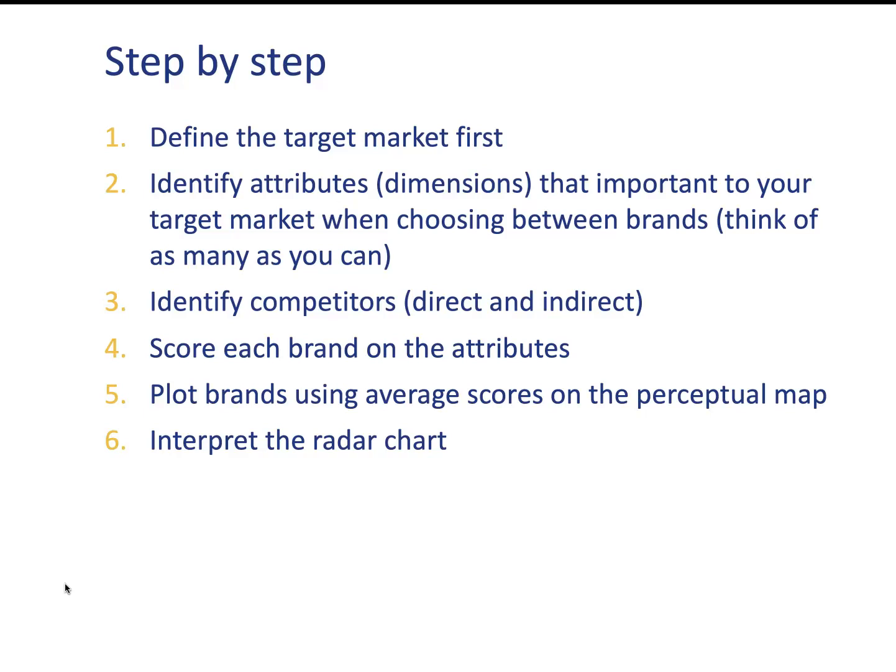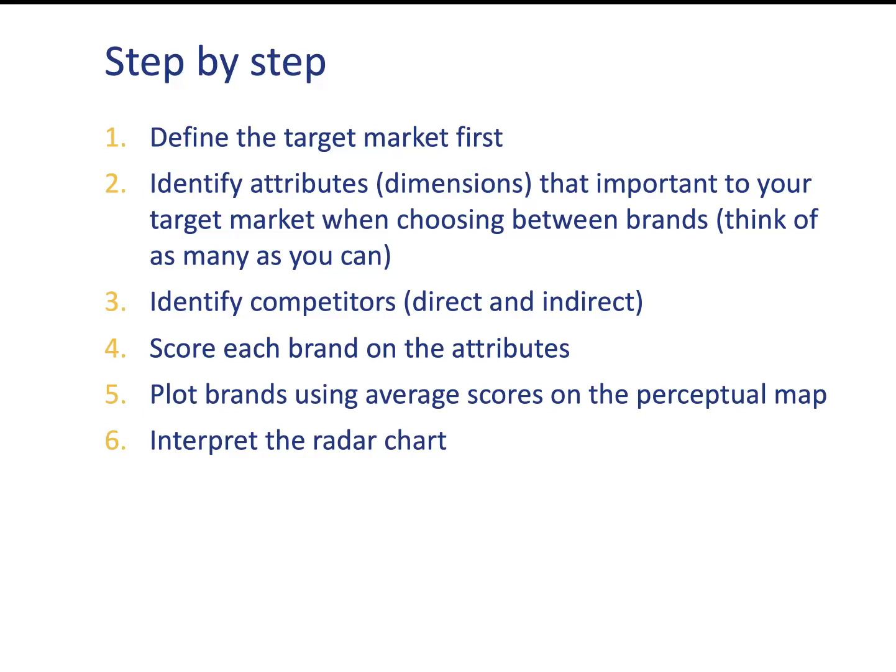You then identify competitors, and you need to think broadly about direct and indirect competitors. I will be recording a different video on identifying competitors, and in particular differentiating between direct and indirect. It's a very important part of competition. Not always do we get it right. We will then score each brand on the attributes, plot brands using average scores on the radar chart, and interpret the radar chart.